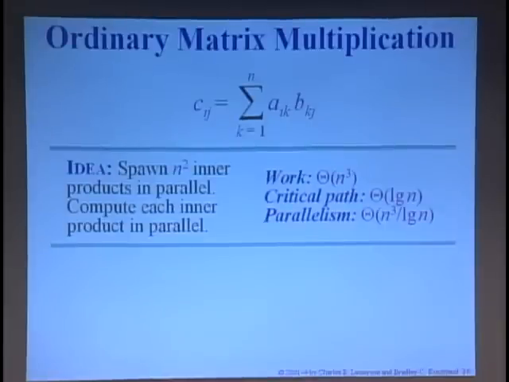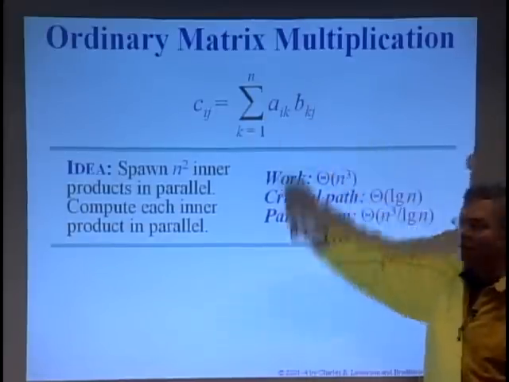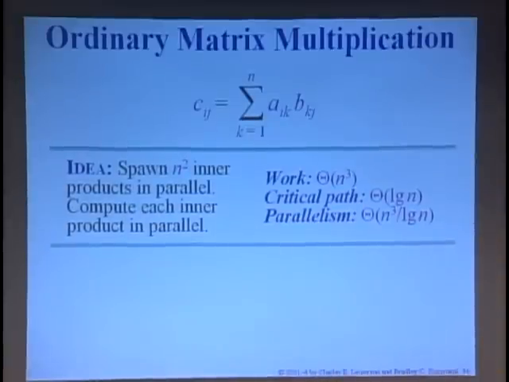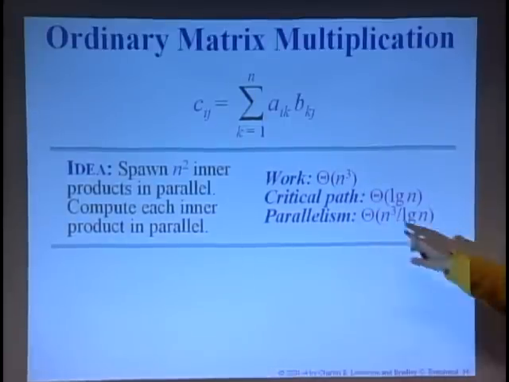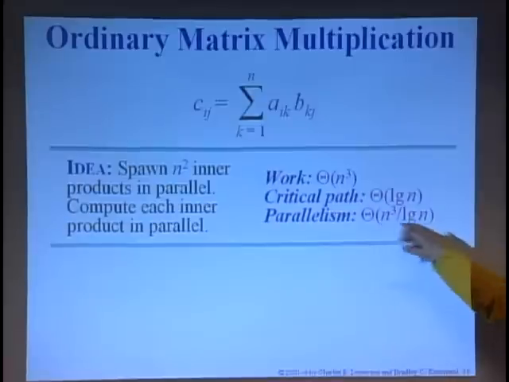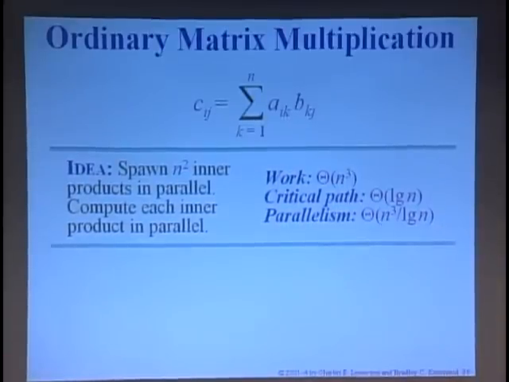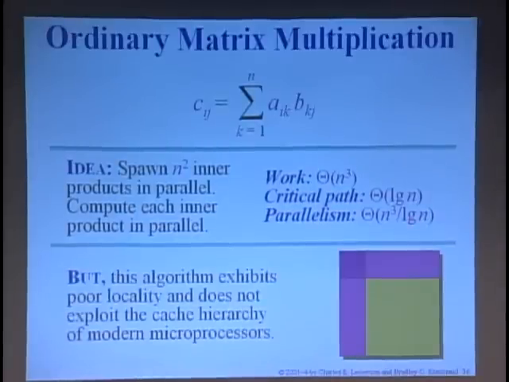Ordinary matrix multiplication just is really bad. Basically, you can imagine spawning off the n squared inner dot products here and computing them all in parallel. It has work n cubed and critical path log n, so the parallelism is even better. It's n cubed over log n instead of n squared. So that looks better theoretically, but it's really bad in practice because it has such poor cache behavior. So we don't do that.